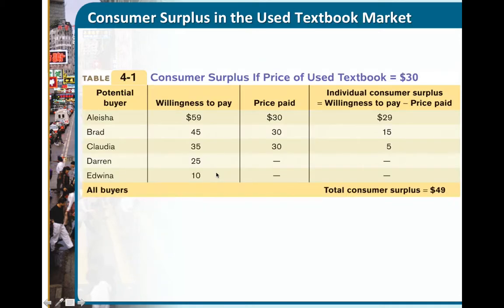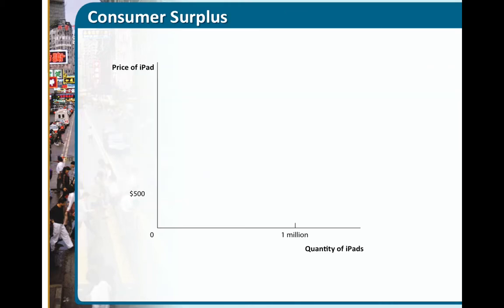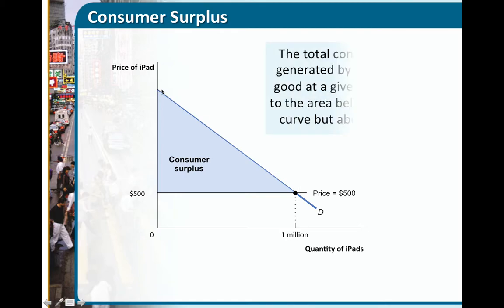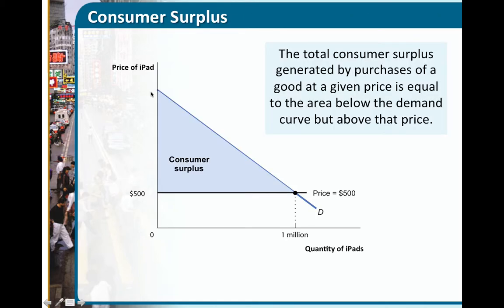Now, if you see that in a larger market sense, the book gives the iPad as an example. Here's the demand curve for an iPad. If the price of an iPad is $500, the consumer surplus is this shaded area. There are consumers, at the quantity of up to 1 million iPads sold, that were willing to pay anything from 500 up to, it doesn't say here, but I think it was 2,000 or something in the book. So all of this taken together is the consumer surplus.